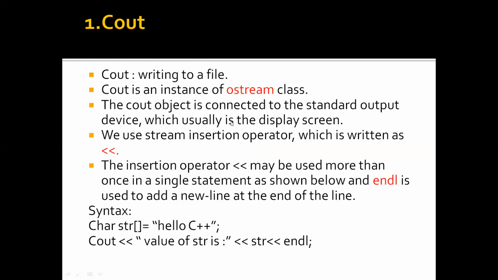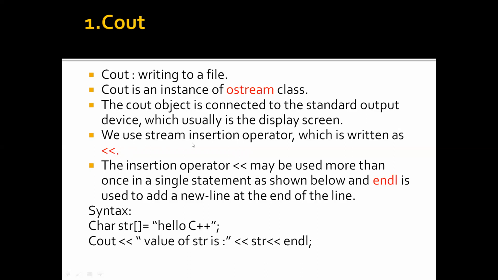Ostream, we have learned before, is nothing but to get an output. Output should be displayed. So the cout object is connected to a standard output device, which usually is the display screen. The cout is always connected to a standard output device. The output device is nothing but a display screen, because when you are writing something, it should be displayed on the display screen. For that purpose we use cout.